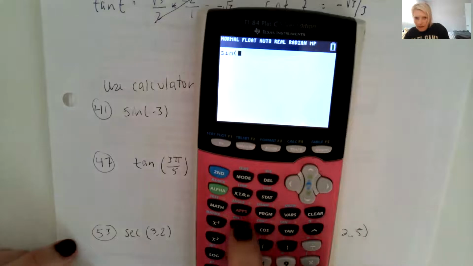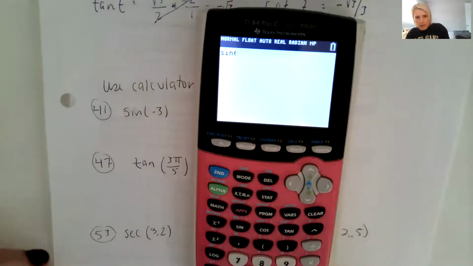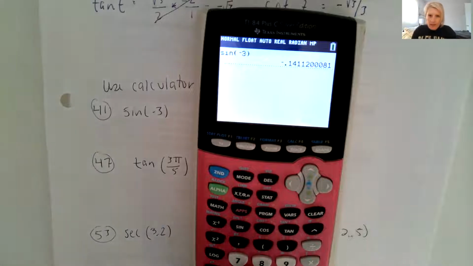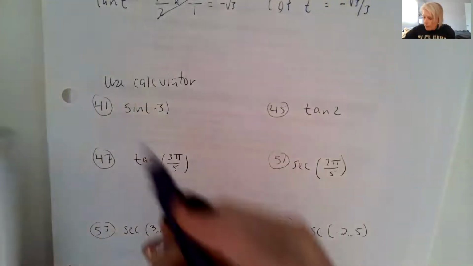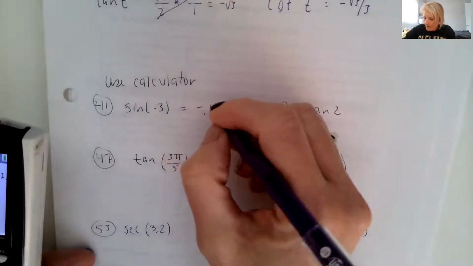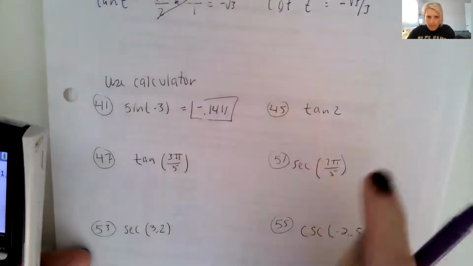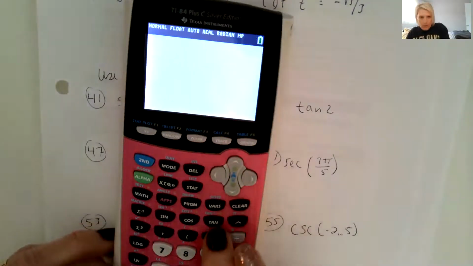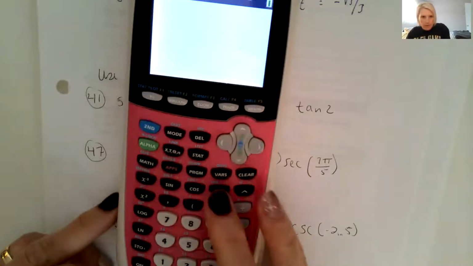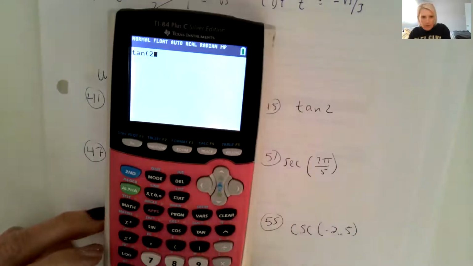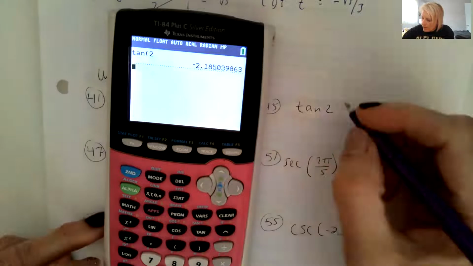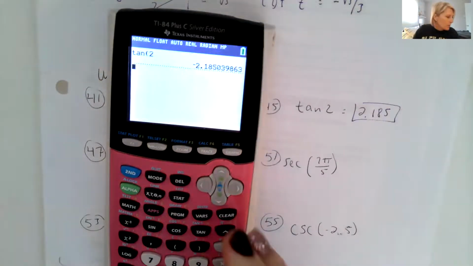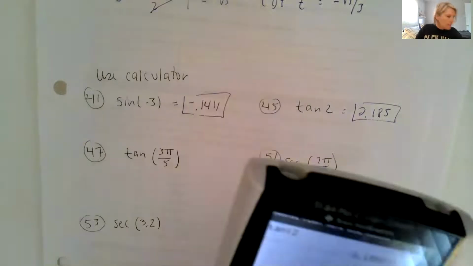So we're going to click on sine and then just put in a negative, not subtraction, but make sure you do a negative 3. And you should get a negative 0.1411. 45 is the tangent of 2. So we're going to hit the tan button, which is to the right of the cosine, and then put in 2. And we should get a negative 2.185. 2 to 3 decimals is good.